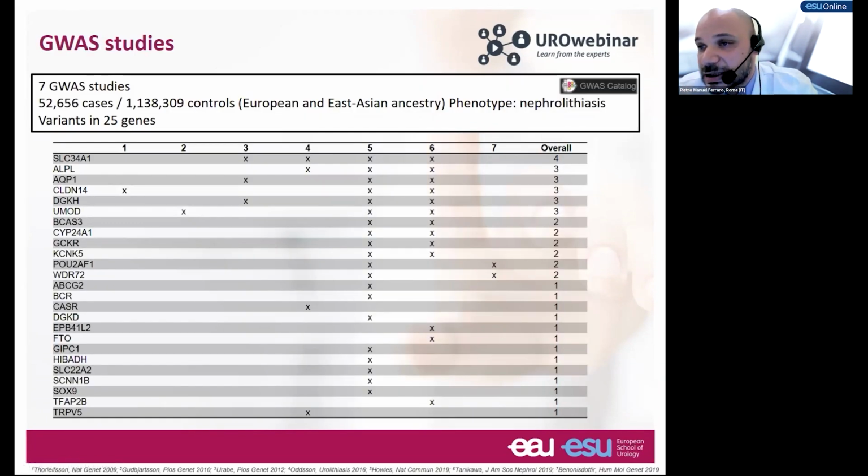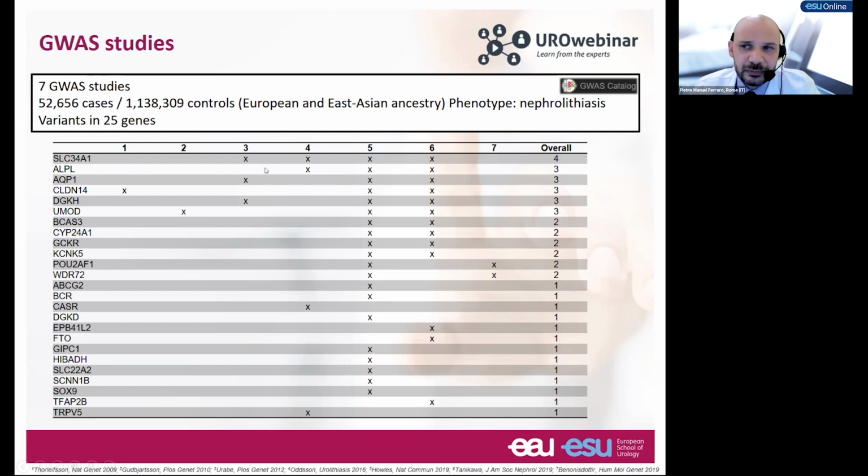In fact, to the best of my knowledge, there are 7 large population-based GWAS studies published on about 52,000 cases and more than 1 million controls, mostly of European and East Asian ancestry, with the phenotype being not very detailed. It's just a history of kidney stones, and these are the combined results of these 7 GWAS studies.